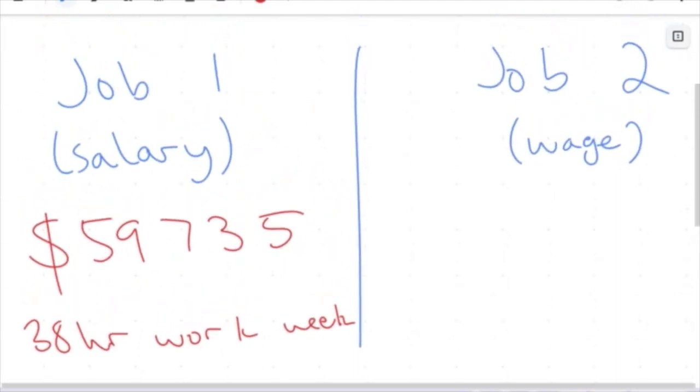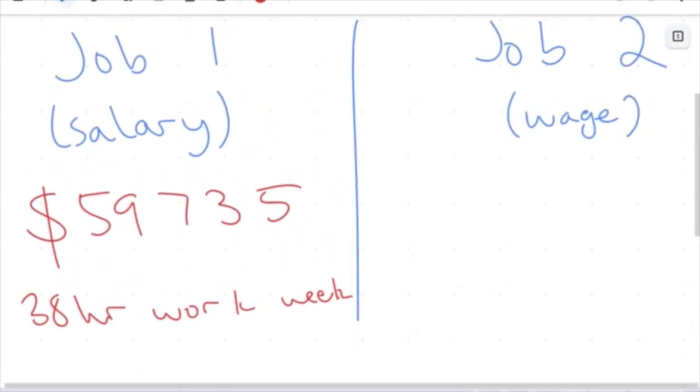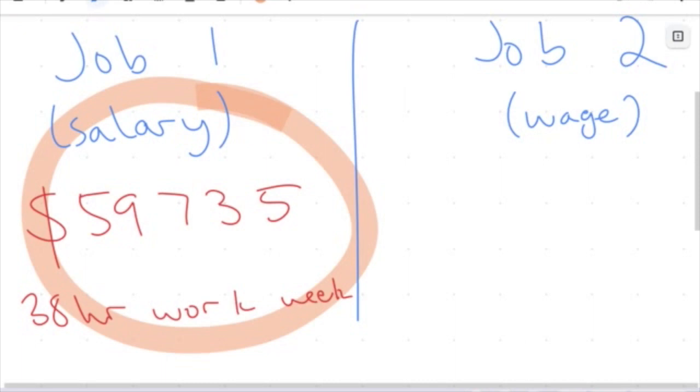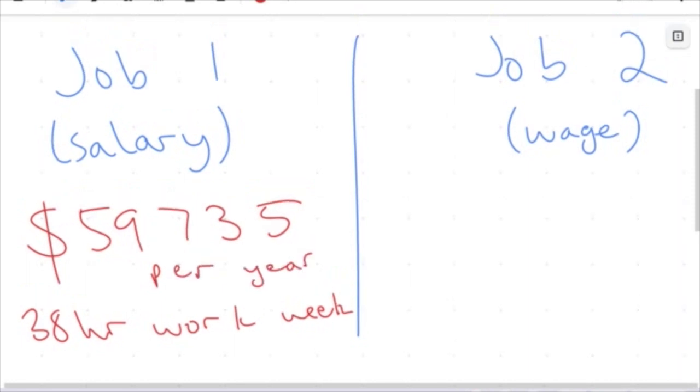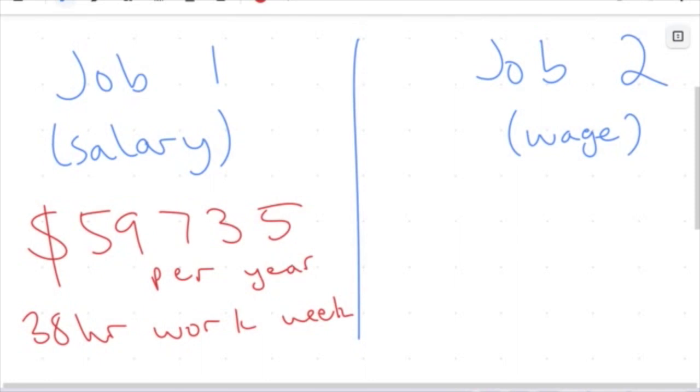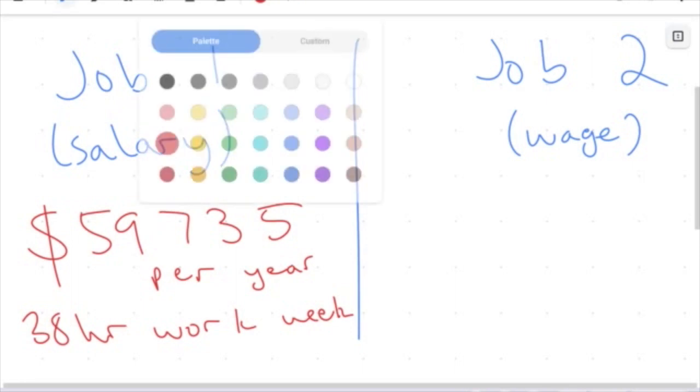And here we're looking at, remember, a salary. So what does a salary mean? Well, that means you're getting $59,735 per year.